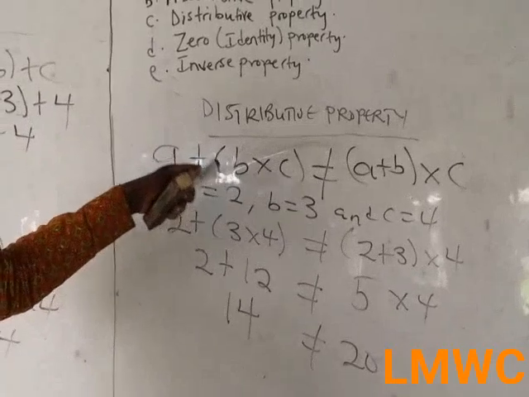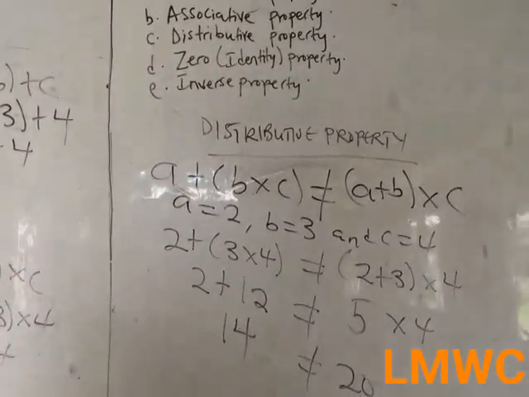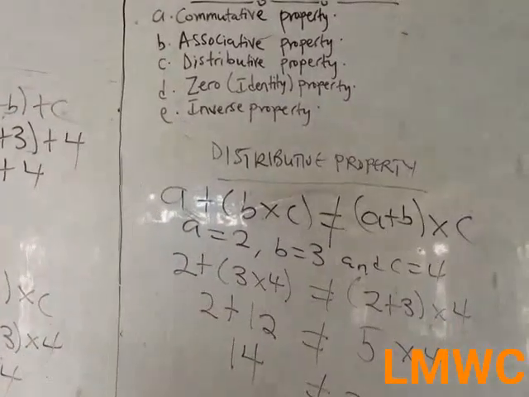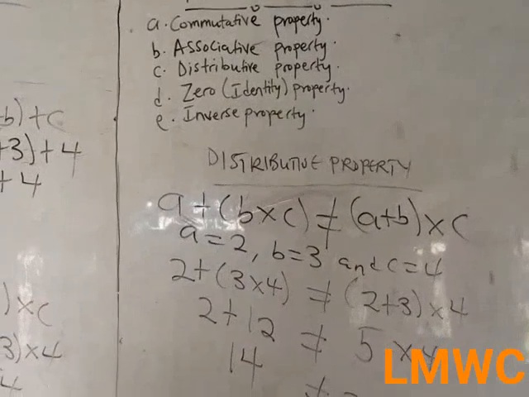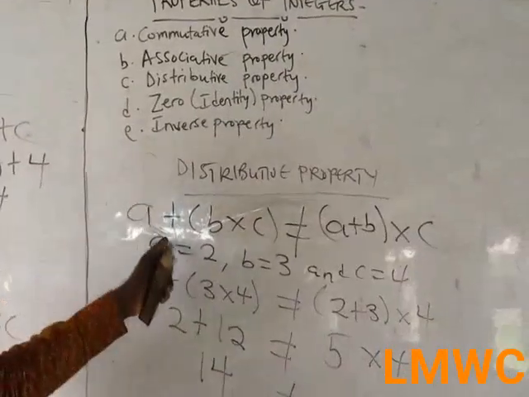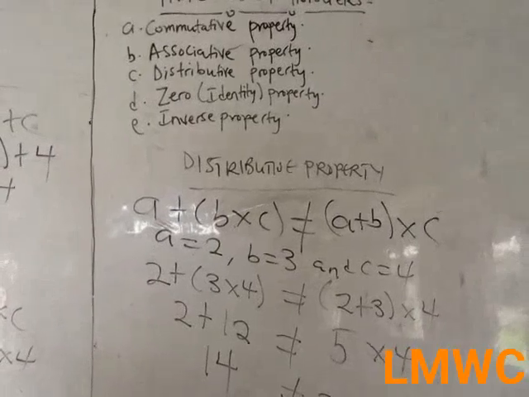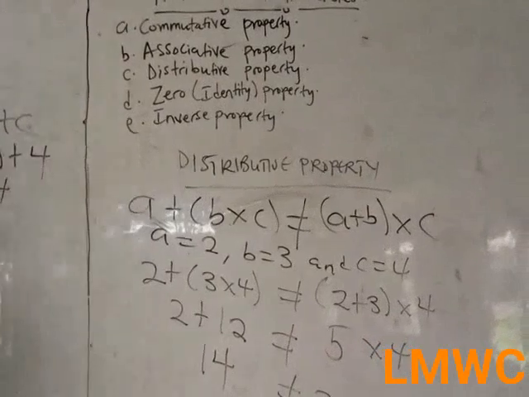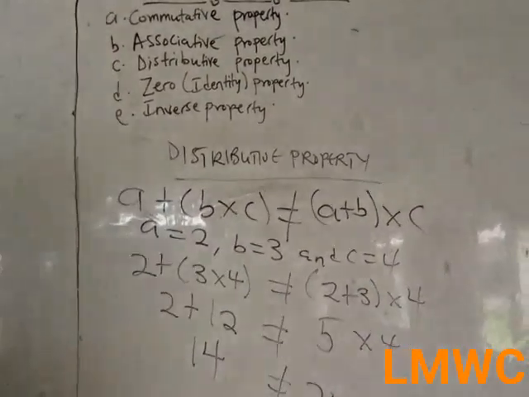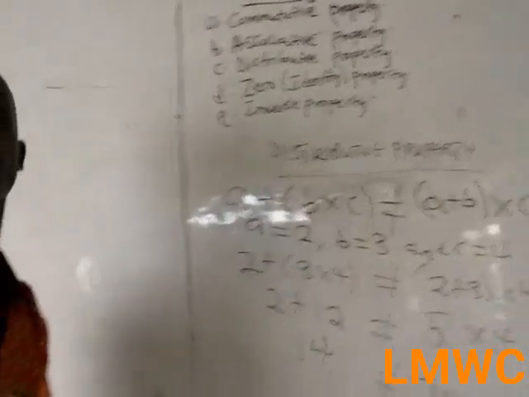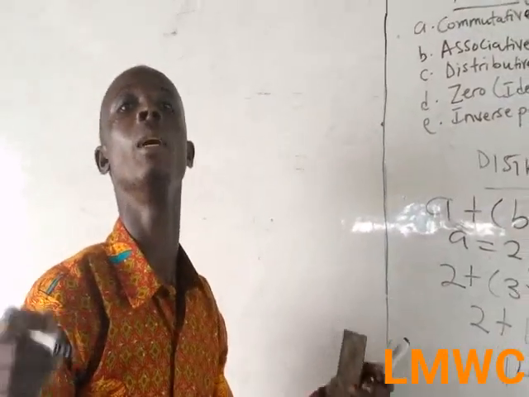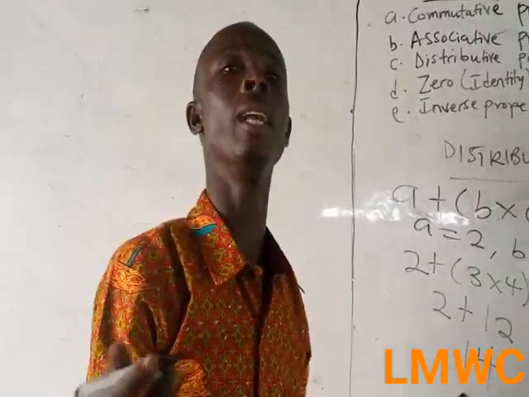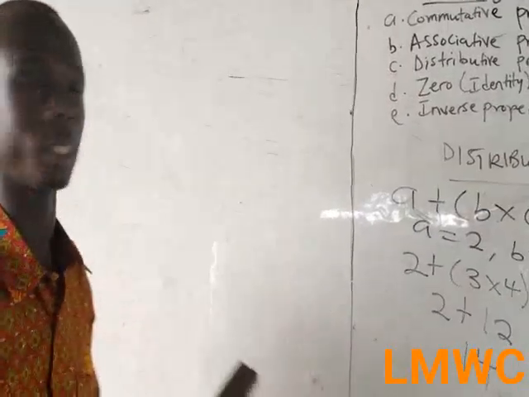It's the combination of the addition sign and the multiplication sign. Why didn't I choose division sign and subtraction sign? No. In mathematics, under distributive property, we use the addition and multiplication sign. We move on to zero property. And under zero property, what it means is that always any integer added to 0 is equal to the same number. Any integer added to 0 is equal to the same number. That's zero or identity property.